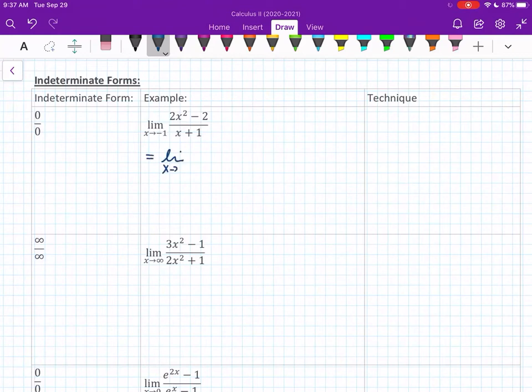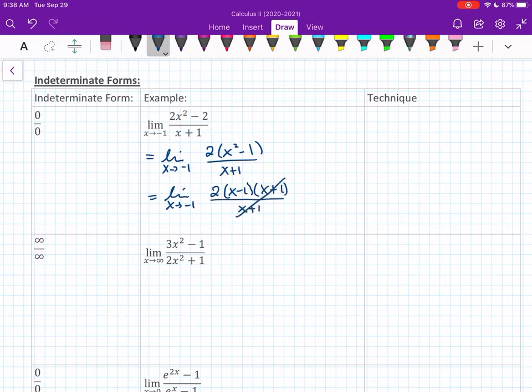If I take the limit as x approaches -1 and factor that numerator, I see that I have a difference of squares, so I can continue to factor it. And I get 2 times (x minus 1) times (x plus 1), and then the x plus 1's will cancel. Then I can go ahead and plug in that -1 because it won't make an undefined value. And I get 2 times -2, or I find that the limit is -4. So the technique there was to factor and simplify. Okay, so sometimes it's easy as that.